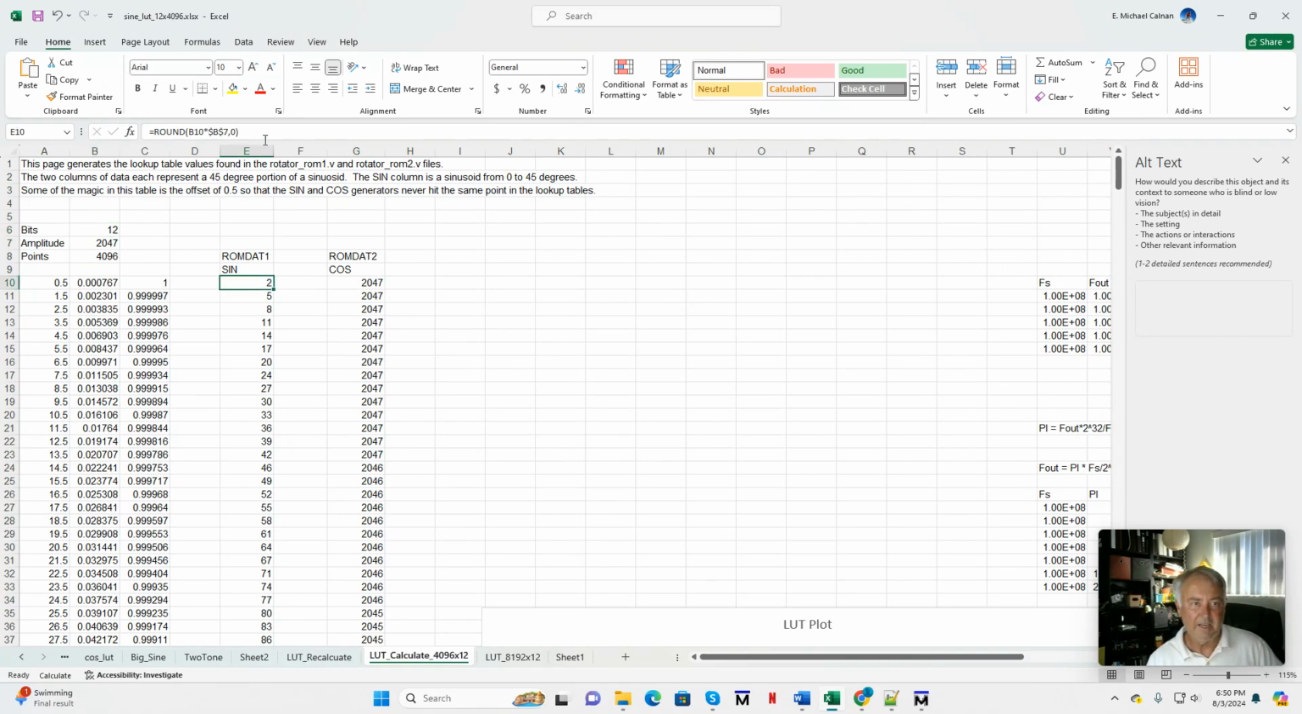But the sine data is merely a simple calculation where it's the index here, the value here, times 2 pi divided by 4096. And then we're going to scale that by the amplitude. In this case, it's half full scale. Full scale would be 4095, half of that 2047. And there you go.